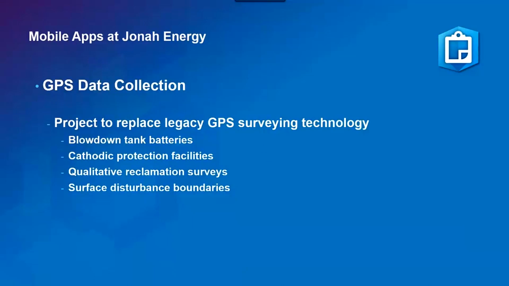So then I turned my attention to GPS data collection. Now at Jonah Energy, we have a fairly active GPS surveying program that uses a variety of GPS receivers for high accuracy surveying and some low accuracy surveying. And these are all earlier technologies other than Collector for ArcGIS, technologies like ArcGIS for mobile and Trimble Terrasync, things like that. And they have their place.